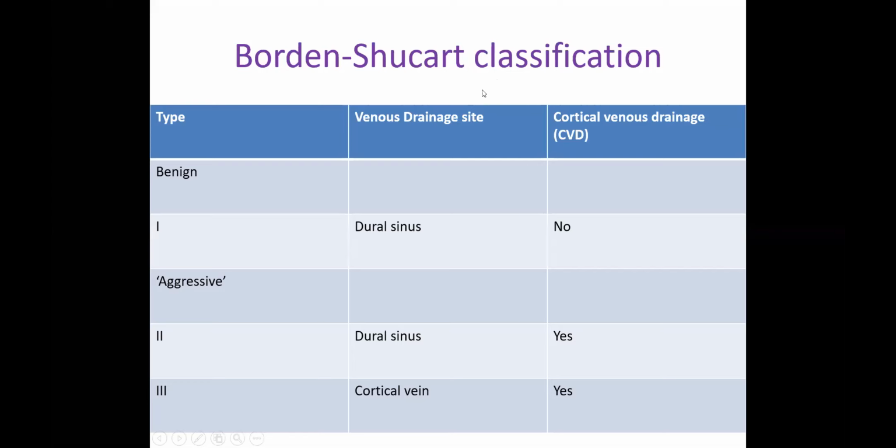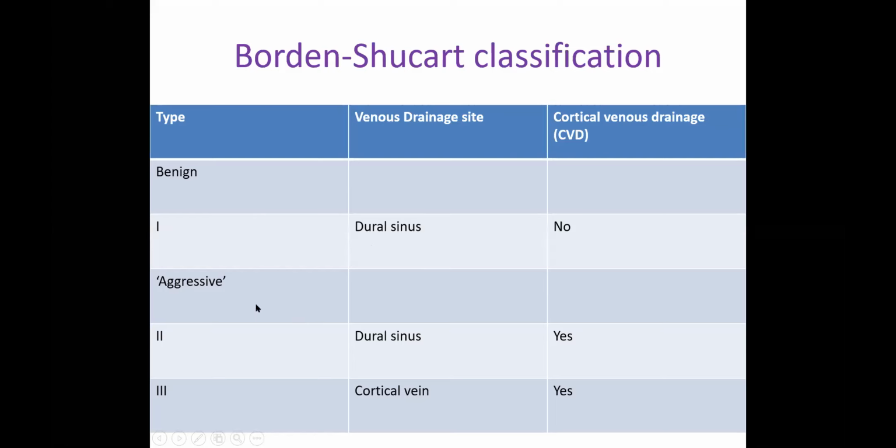I'd like to discuss the Borden and Shucart classification. This is very convenient and very popular. This classification depends on the venous drainage site and the cortical venous drainage. Type 1 is a benign type where there is venous drainage into the dural sinus and there is no cortical venous drainage.